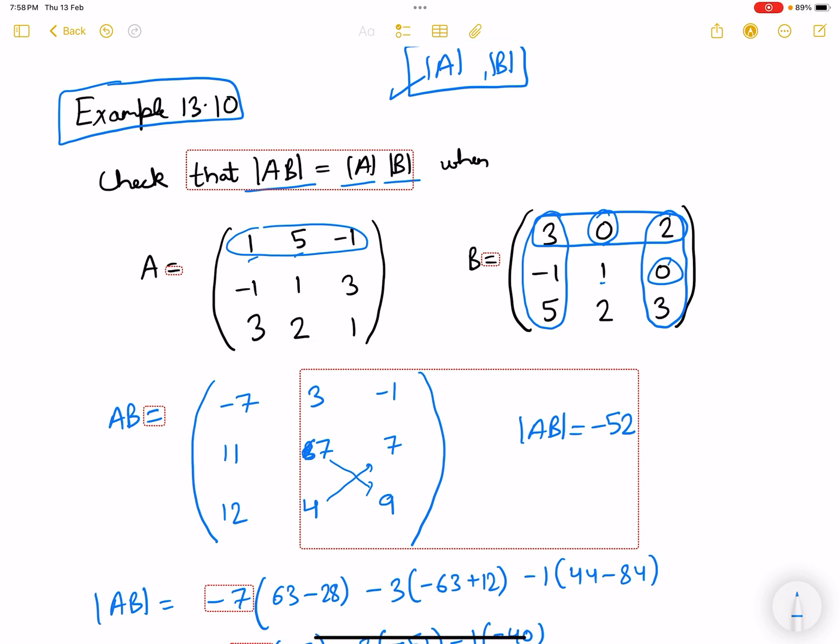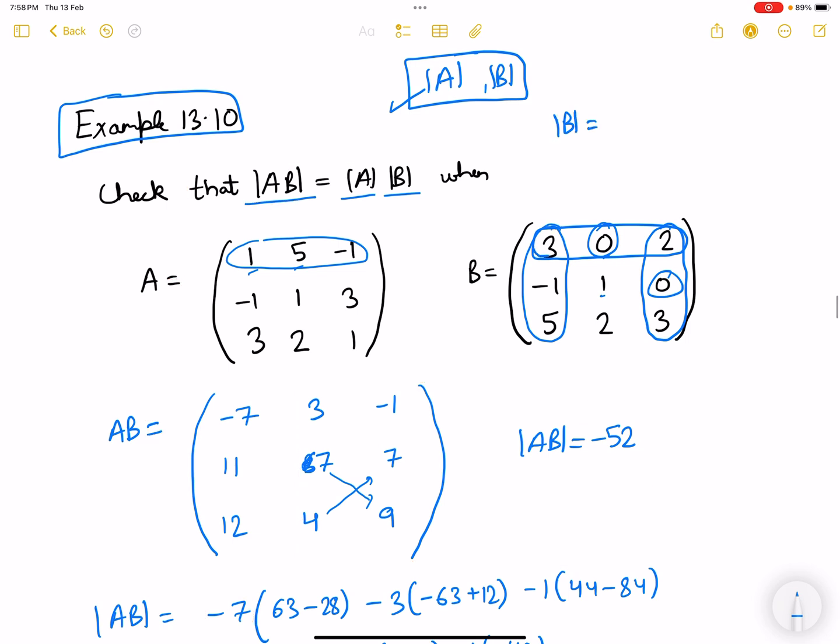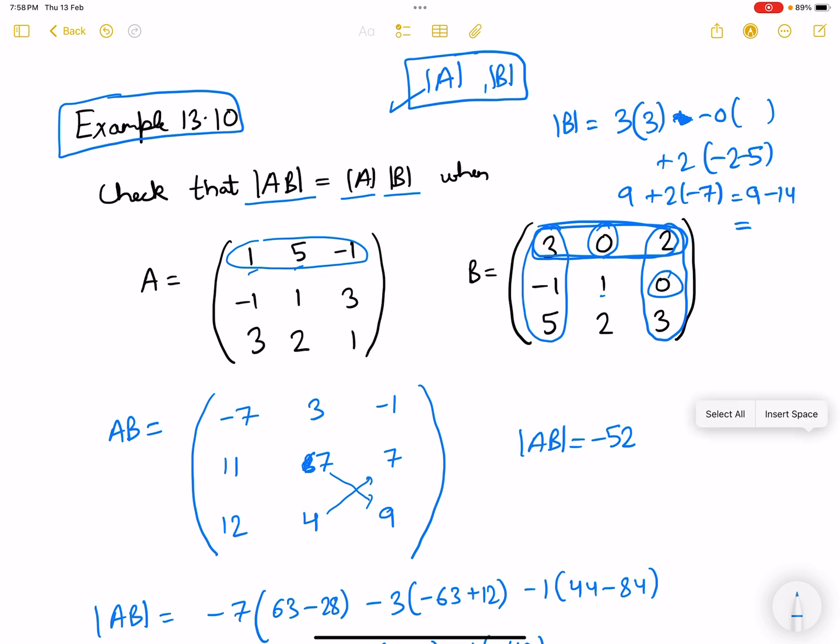Okay, so since B determinant is quite easy to find, expanding through this row, it is 3 into 3, it is minus 0 into something which would be 0, plus 2 into minus 2 minus 5. So we have 9 plus 2 into minus 7. This is 9 minus 14, so this is minus 2.